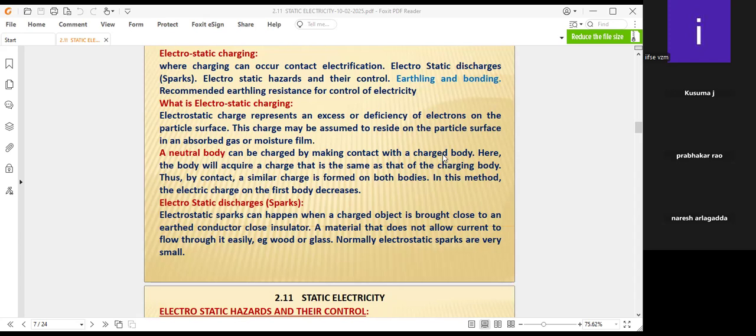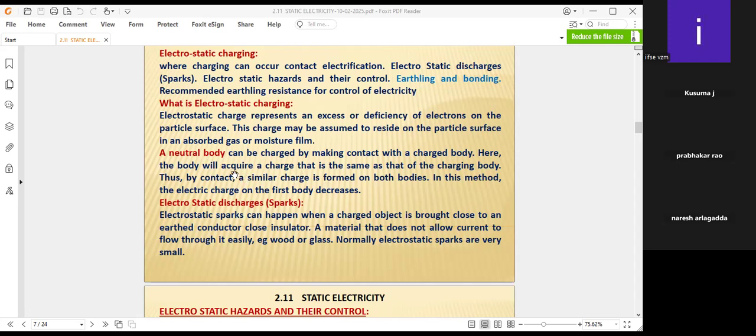That means, for example, 230 volts is shared to two objects, two lights, or one is a tube light, another is a fan. The fan switch is different and the light switch is different. But connecting the fan switch to the light is not possible. That's why a neutral body becoming charged means there is a transfer of electrons.